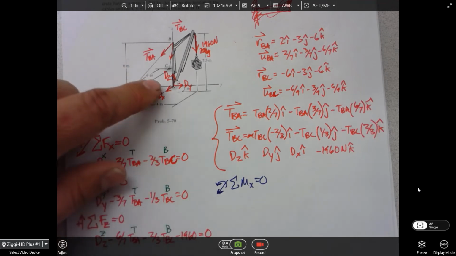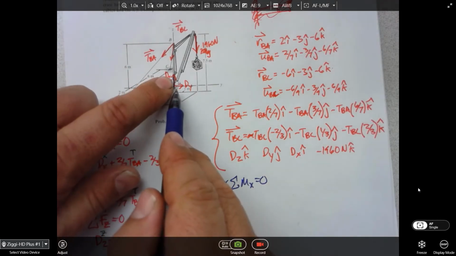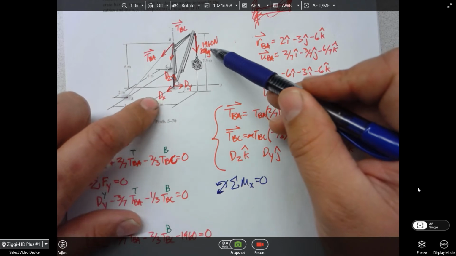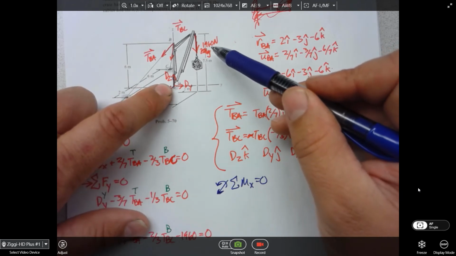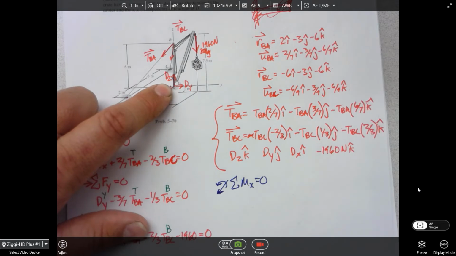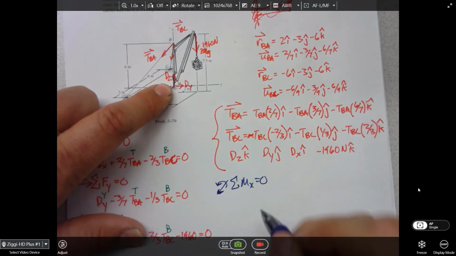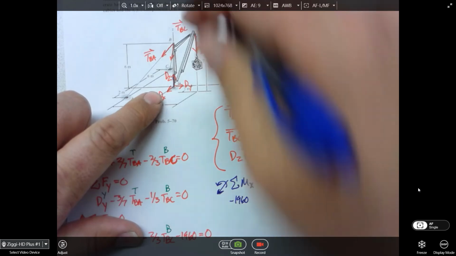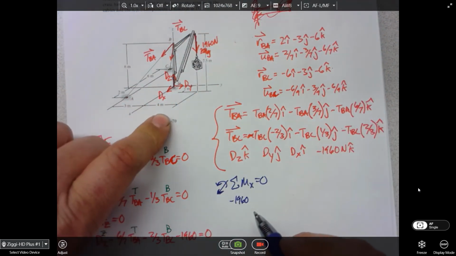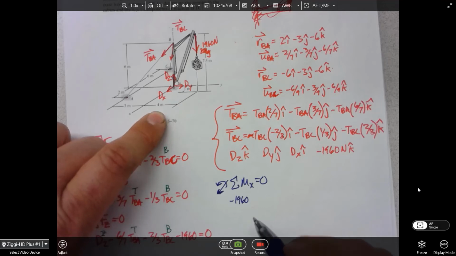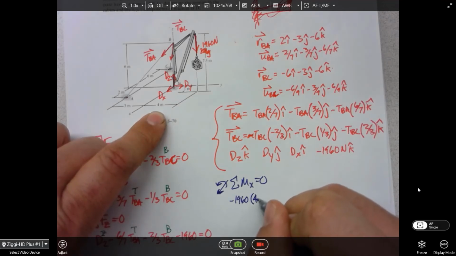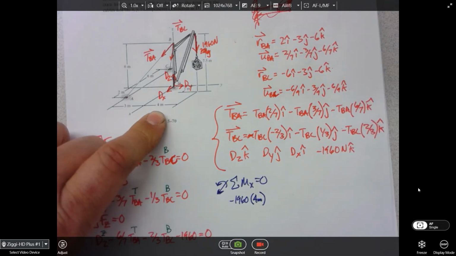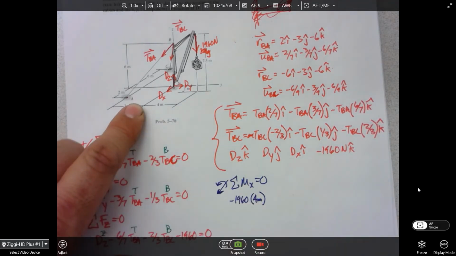So things that cause moments about the x-axis, not dy, not dz. Does the 1960? Yeah, you betcha. I hear a negative being thrown out, right? Because if I go this way, it's going negative. So it'd be negative 1960 times what's the lever arm? 4 meters, because it's the distance from the x-axis.